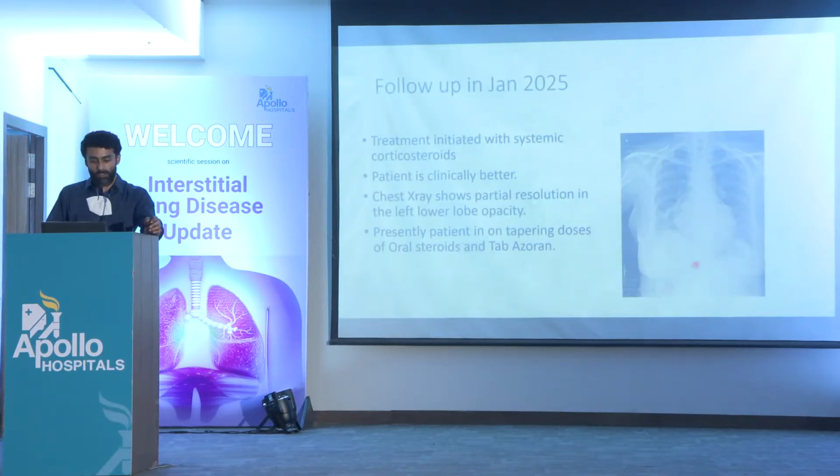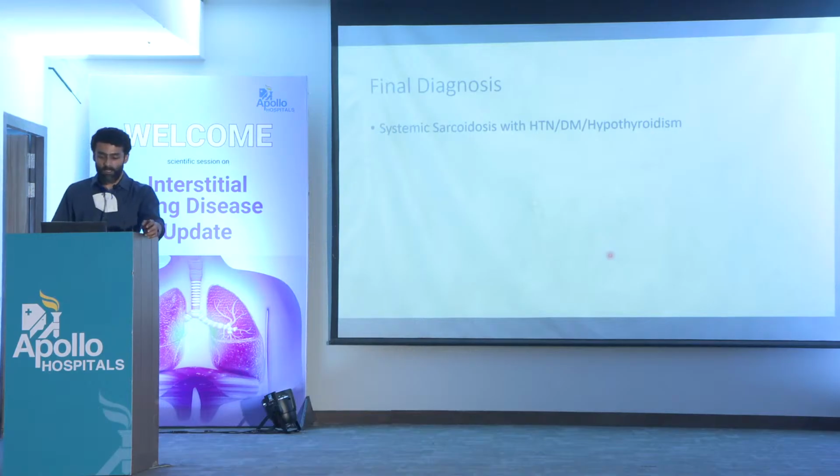So this is the follow-up scan after 2-3 months. She was started on systemic corticosteroids, and the patient became better, and slowly the steroids are being tapered, and other immunosuppressants such as azathioprine are being added. So the final diagnosis here was systemic sarcoidosis with hypertension, diabetes, and hypothyroidism.